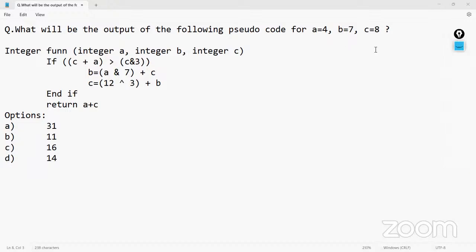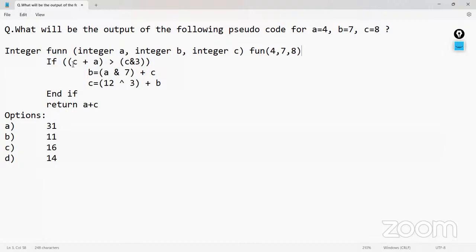So this call is going to be made like this: the function of the value of A is going to be sent as 4, B is 7, and C is 8. On this call you have to tell what must be the output of this question. Okay, now let us try to observe that.